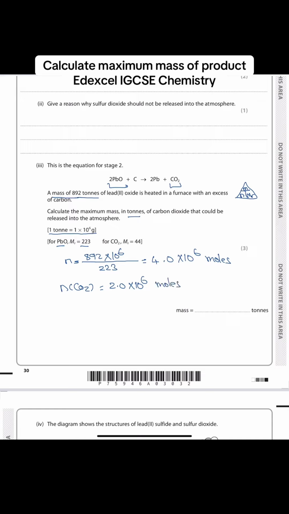Now we need to convert the moles into the mass. So the mass will equal the number of moles times the Mr. So the mass here will equal 2 times 10 to the 6 times the Mr, which is 44 for carbon dioxide. And that will give you 88 times 10 to the 6 grams. You need to convert this into tons, so divide by 10 to the 6, so this is going to be 88 tons.